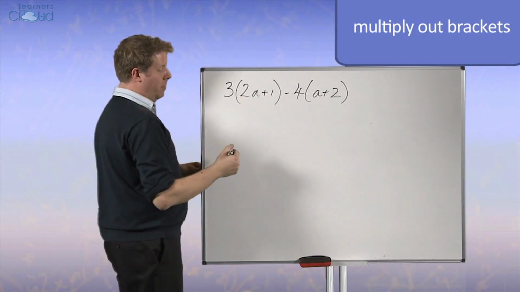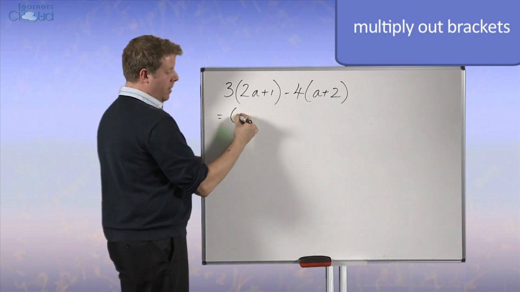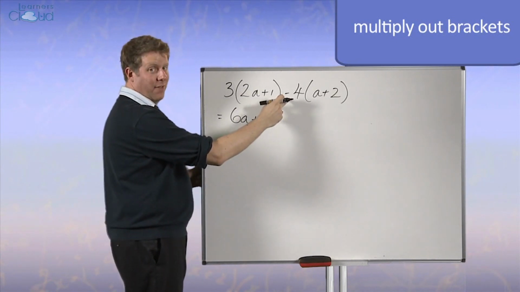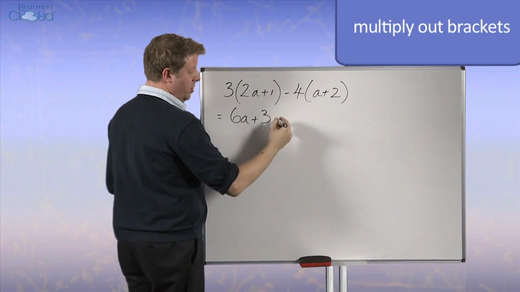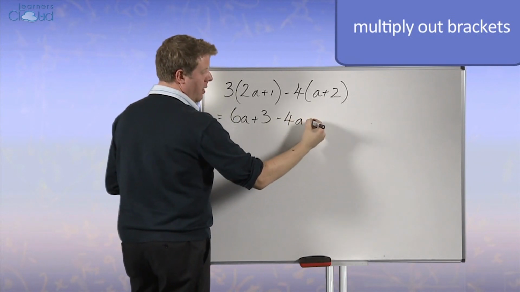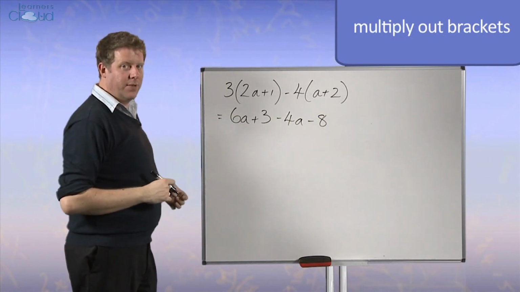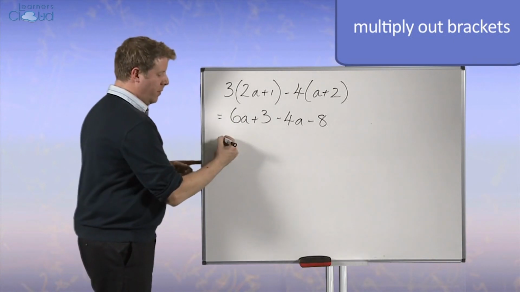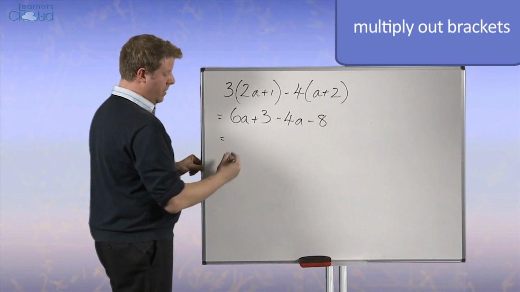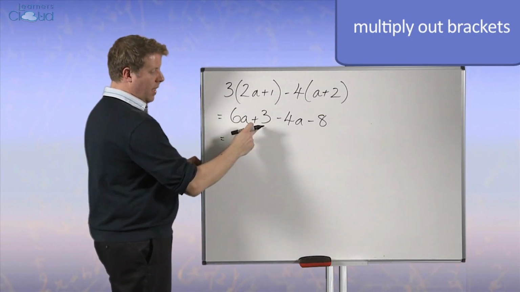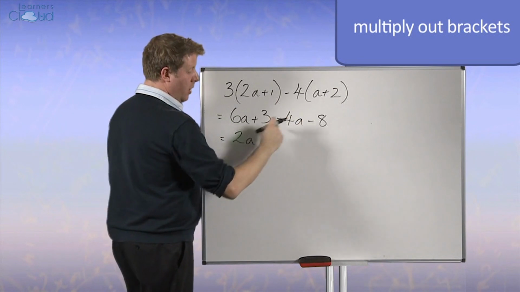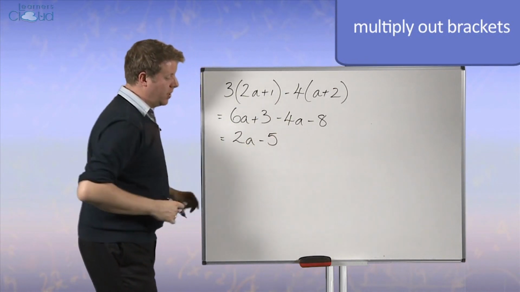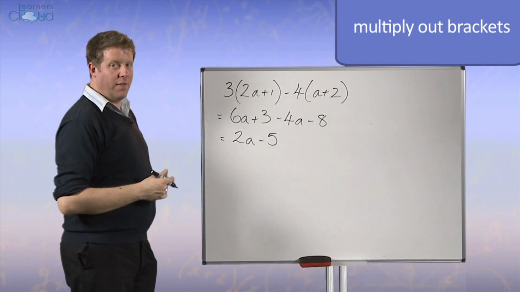So 3 lots of 2a plus 1, well that would multiply out to give me 6a plus 3. Remembering this is a negative 4 here, multiplied by a plus 2 would give me minus 4a minus 8. So I've multiplied out my brackets and now I need to collect the like terms together. 6a take away 4a, well that would give me 2a, and then plus 3 minus 8, well 3 take away 8 is minus 5. So my final answer would be 2a minus 5.